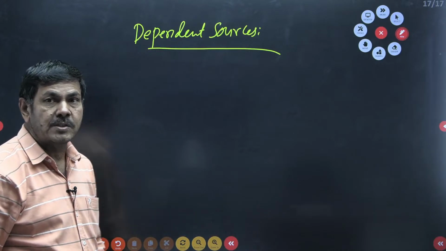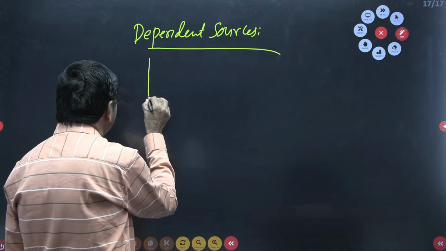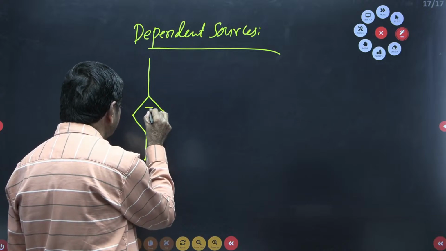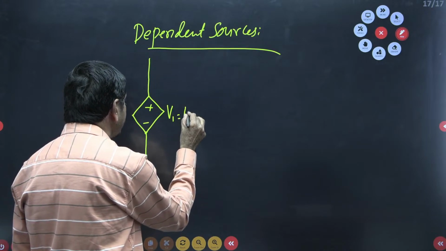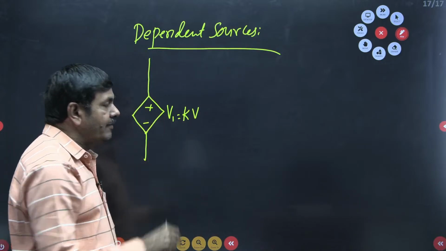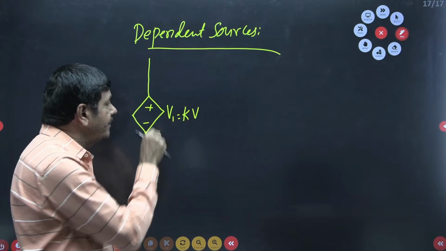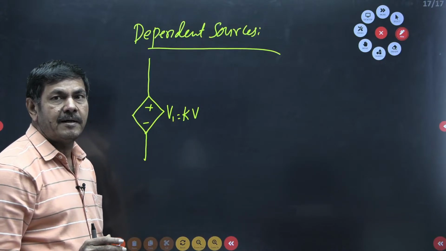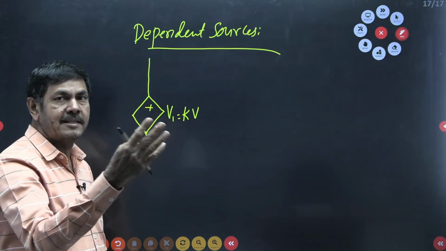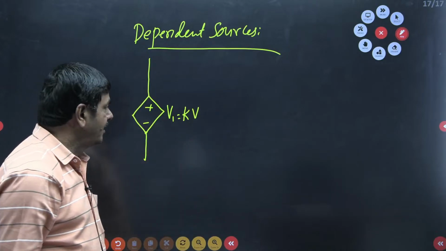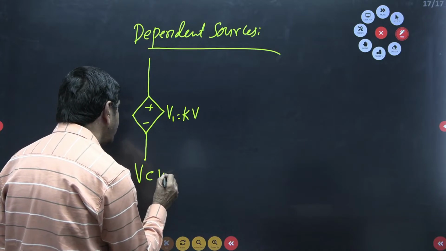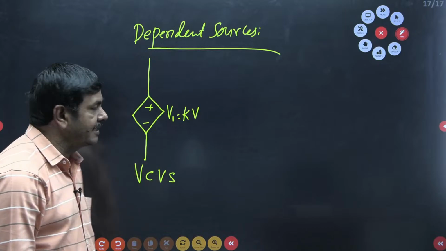Voltage controlled voltage source, the symbol we can take like this now. One diamond shape is a must. This is a plus, this is a minus. So for V1, K into V. The change of this voltage changes V1 only. So V1 depends upon the voltage. That voltage may be a drop across any resistor or inductor or capacitor or any source given here. Understand now? Voltage controlled voltage source symbol is to be drawn like this.